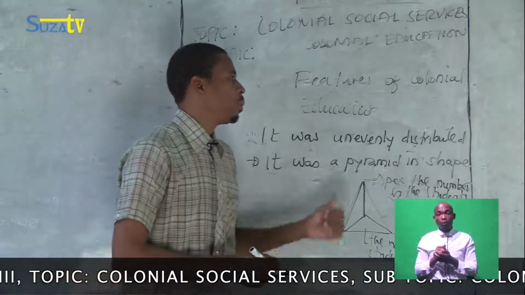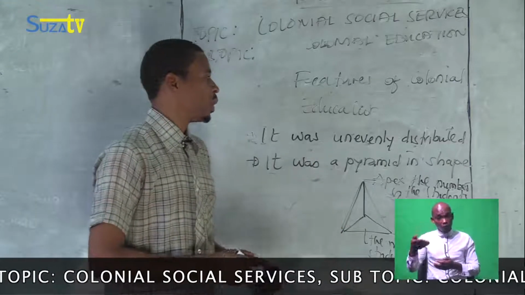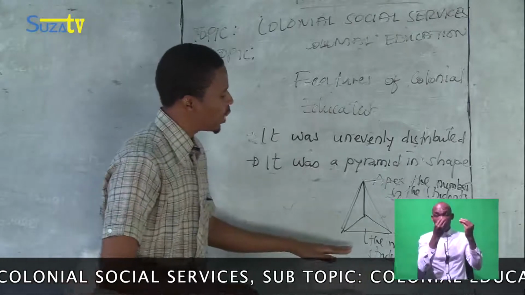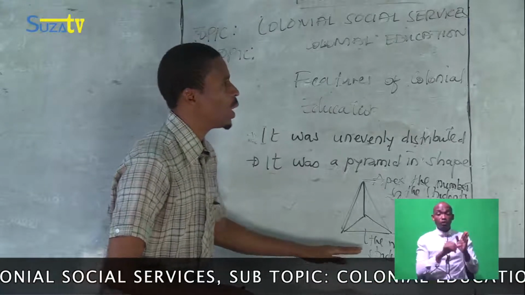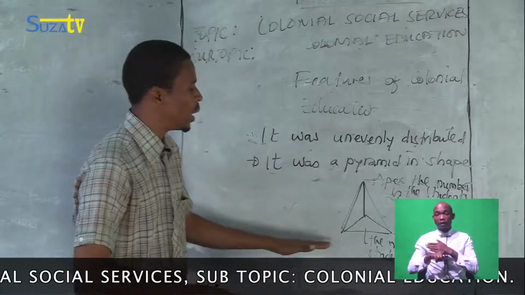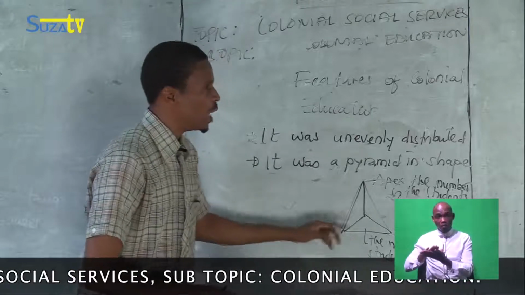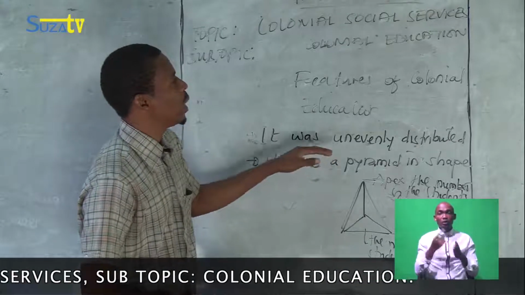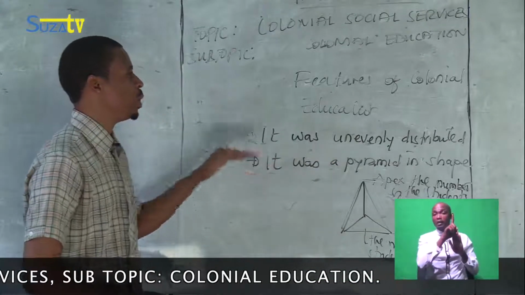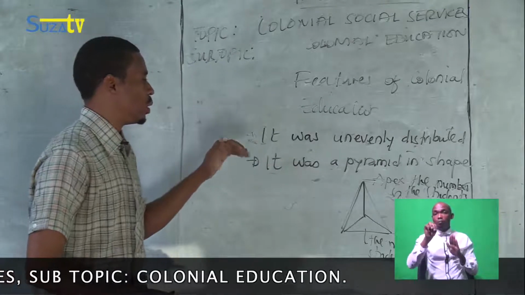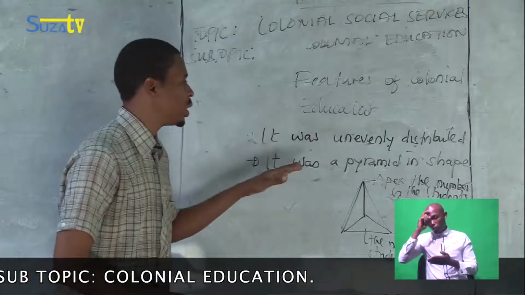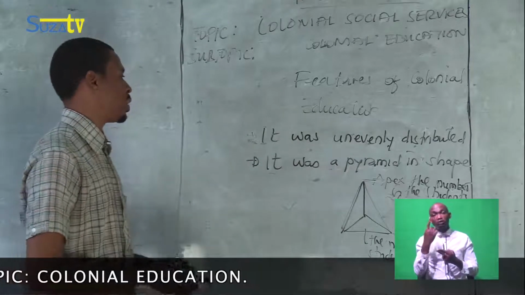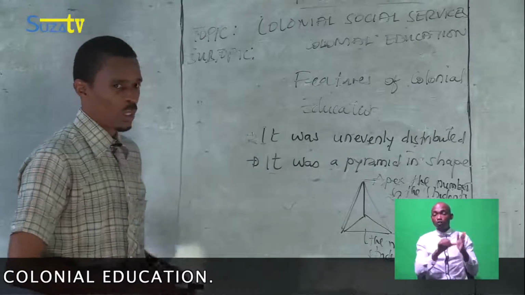So by then, in colonial education, many students were found at the primary level or base level, and very few students were found at the top level or higher classes. In middle schools, secondary schools, and colleges, we can find very few Africans. Are we together?